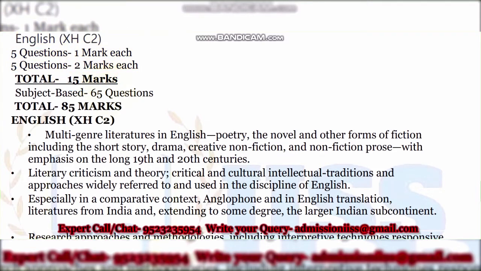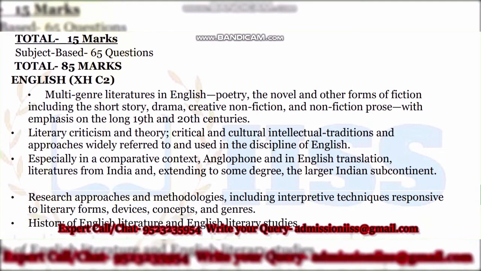Now let's come to English, which is your core subject, and for English there will be 85 marks and you have to attempt 65 questions in total. Means there will be questions based on options as well. You can choose the option which you want to attempt because you know certain options or certain questions better than the others. So you have this freedom over here.